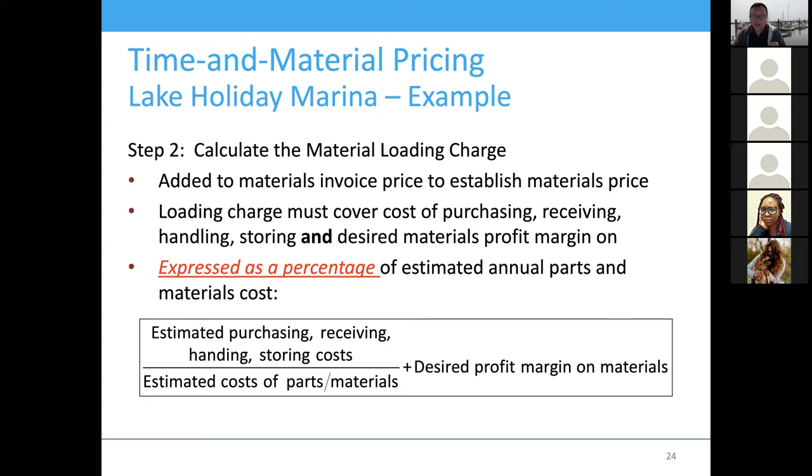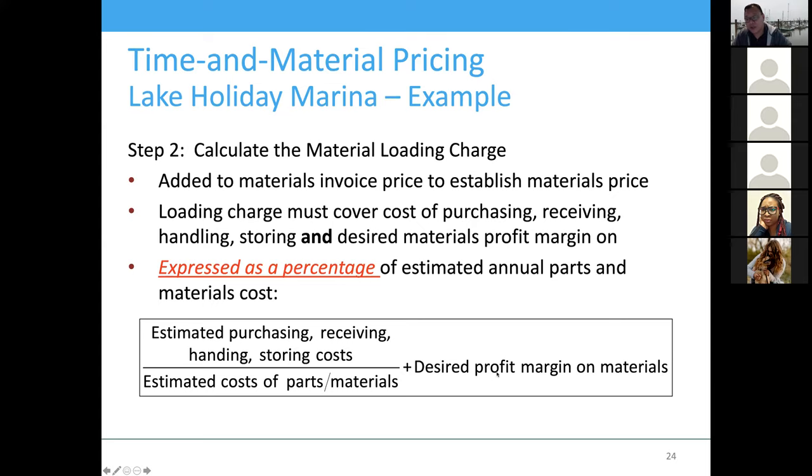And then I want to know what's the percentage. So estimate purchasing, receiving, handling, storage and cost, okay? This component, and I will divide it by the total cost, okay? So that's as a percentage. So I know that if my total cost is $100, materials cost is $80, and the $20 would be the actual cost handling these materials, right? So then my percentage would be 20%, right?